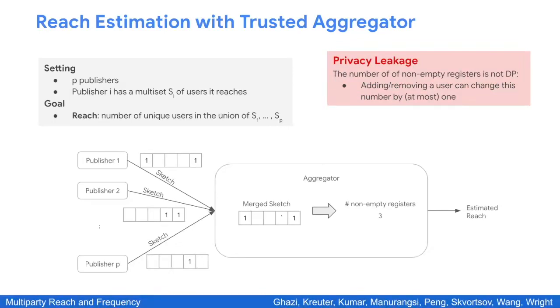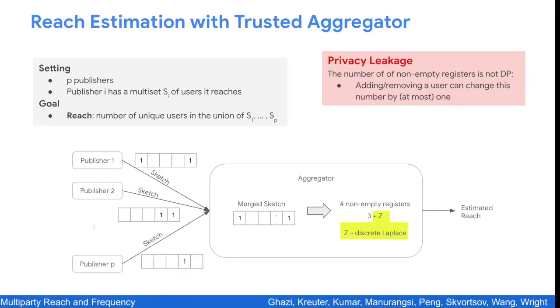To make this differentially private, we can add to it a discrete Laplace noise, and this would be a differentially private protocol in the trusted aggregator model. Notice here that each publisher's communication now scales with the sketch size instead of the set size, and as we discussed earlier, the former can be much smaller than the latter. Alright, so that's the reach estimation algorithm in the trusted aggregator model.